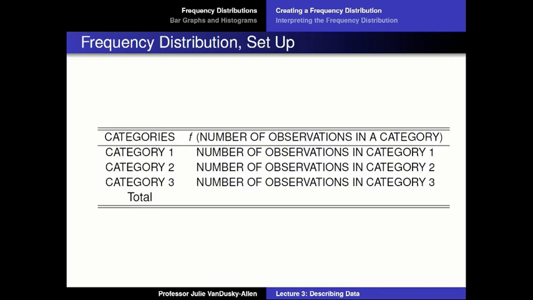Here is the frequency distribution. In the first column, you write the term categories as the column title, then you write the categories underneath it, and add the word total at the bottom. The categories should be written in some logical order if possible. In the second column, you write the letter F as the column title. Then you write the number of observations in each category. Then you add the total number of observations at the bottom.